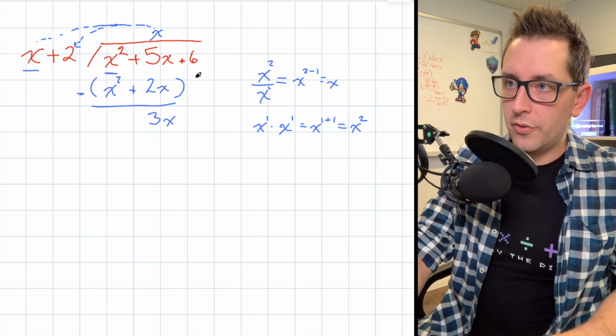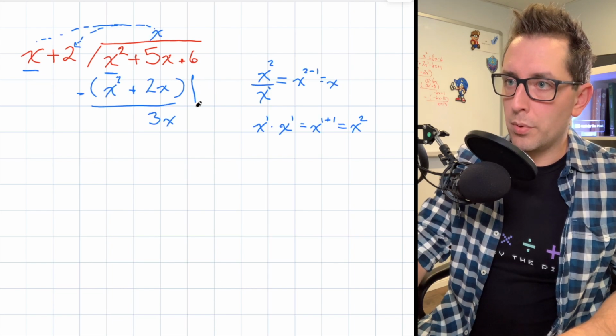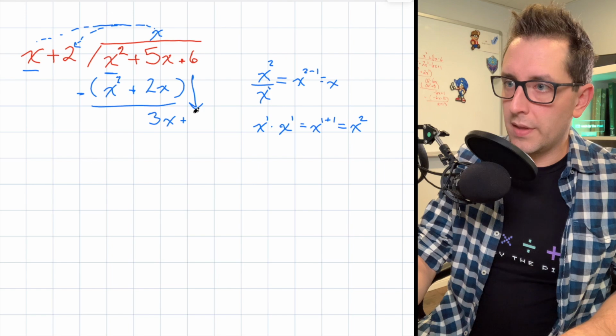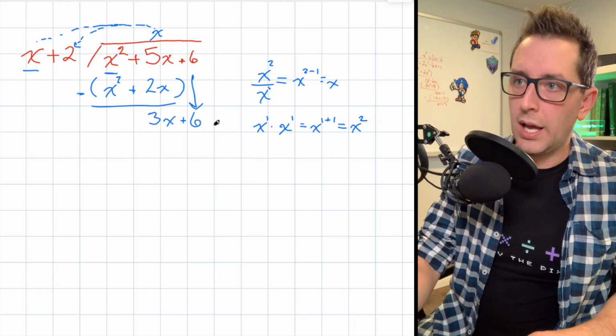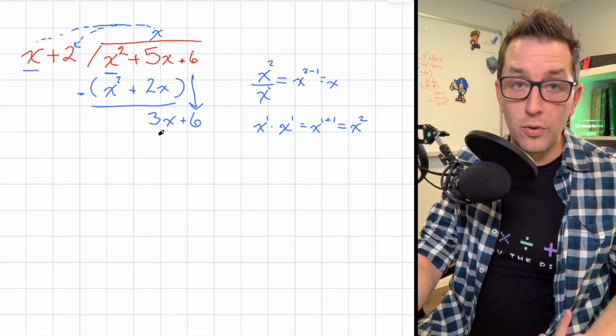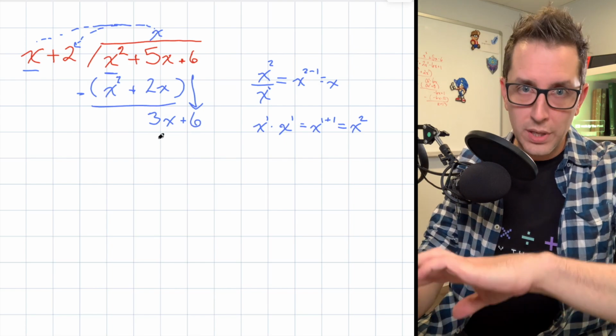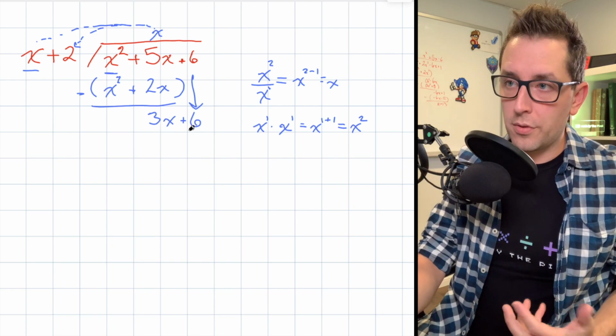So what I'm going to do is take this 6 up here, and I'm going to bring it straight down. I'm going to draw an arrow, and it's a positive 6. So I'm going to bring that down and write it next to the 3x. And all of a sudden, you're going to see that I have a new expression here. I've got 3x plus 6. Well, what we're going to do next is repeat this whole process, starting with 3x plus 6.